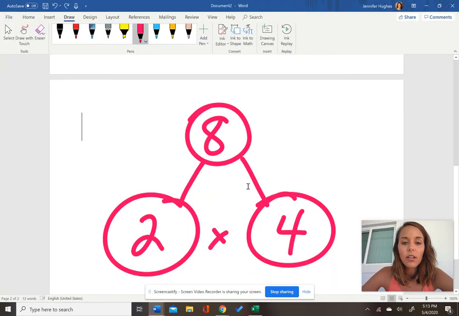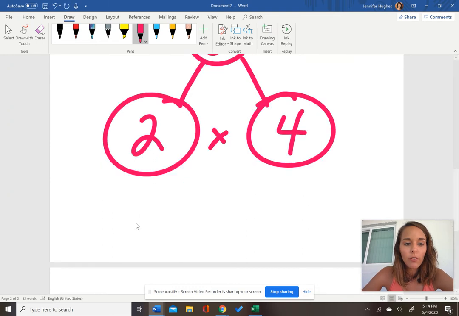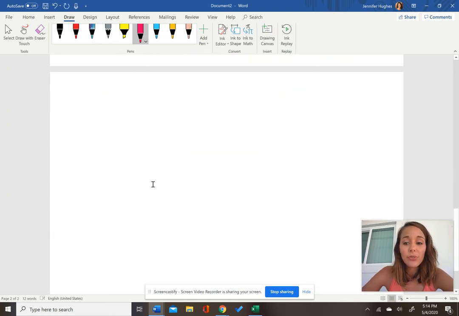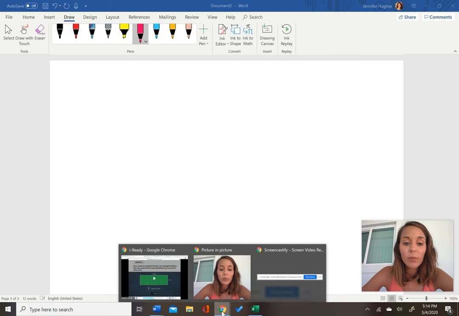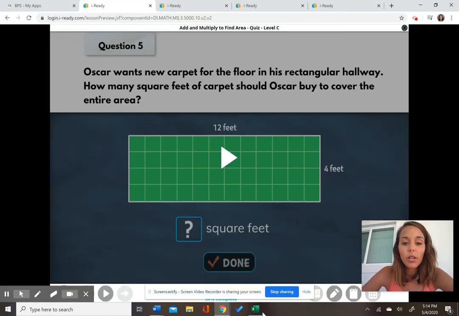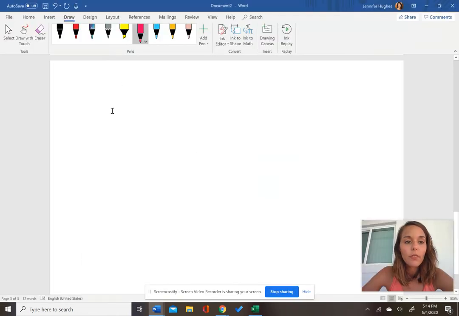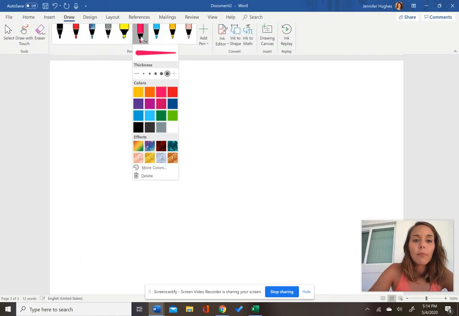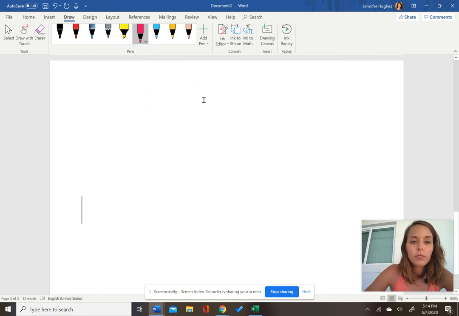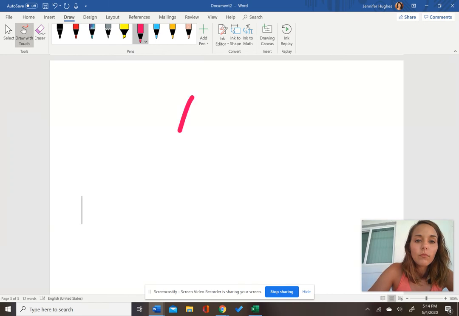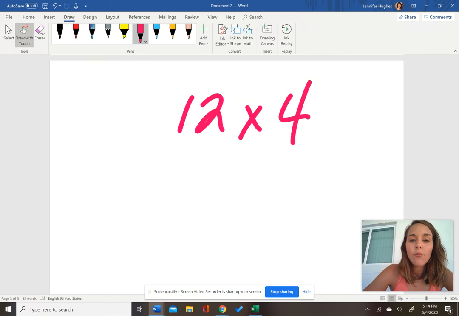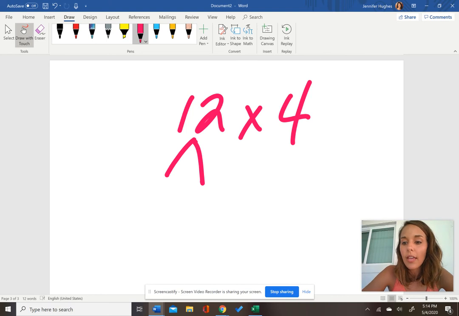I'm going to go back to here. I'm going to create a new page. I'm going to do it right in front of you. We're going to have to do a number bond like we always did, the break apart strategy. So we're doing 12 times 4. So I'm going to go here. 12 times 4. I'm going to draw it. I'm going to draw a 12 times 4. And I am going to break up this 12 into 2 numbers that add together to be 12.